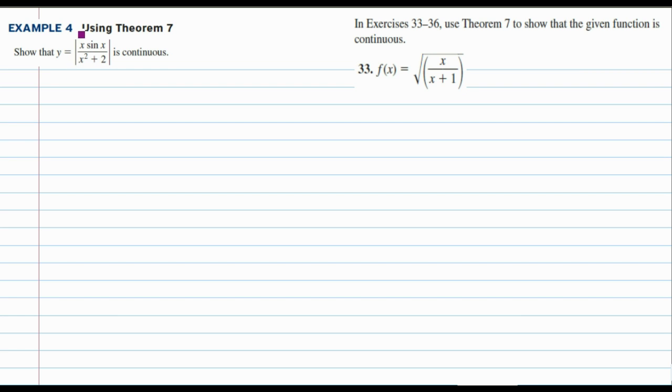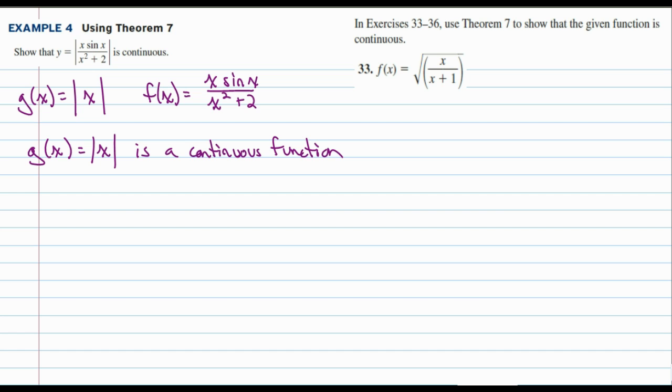Show that y equals the absolute value of x sine of x over x squared plus 2 is continuous. So I see a lot of things going on here. I see a composition function, I see a product of functions, I see a sum of functions, I see a quotient of two functions, lots of stuff. So let's first break apart the composite function. The exterior function of this composition is the absolute value of x. The interior would be x sine of x over x squared plus 2.